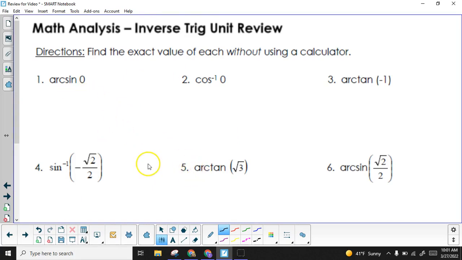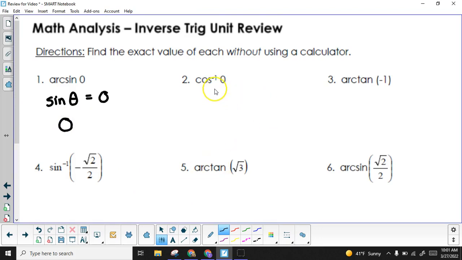For this first one, the arc sine of 0, it's really asking us for what angle the sine of what angle is 0. So we're looking for, sine is the y value. So what angle has a y value of 0? And of course that angle is 0 degrees or 0 radians.